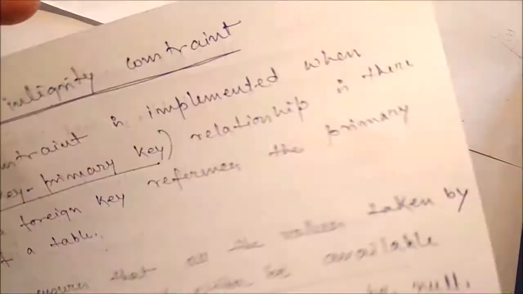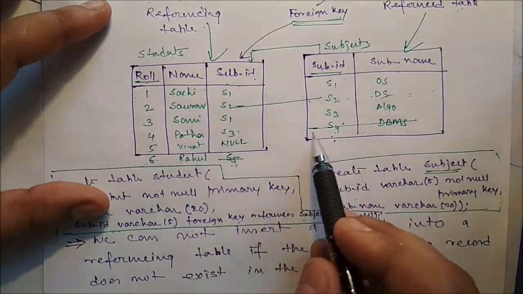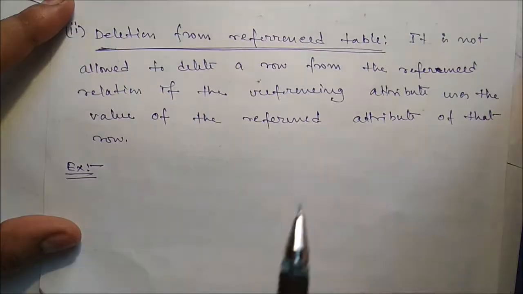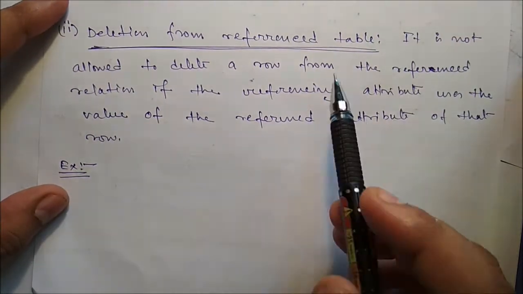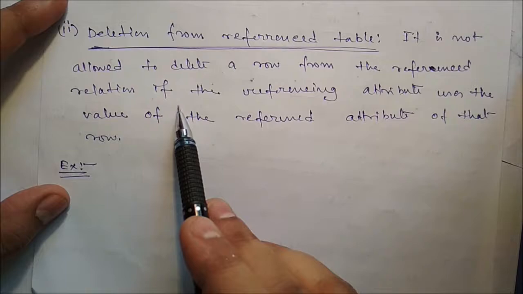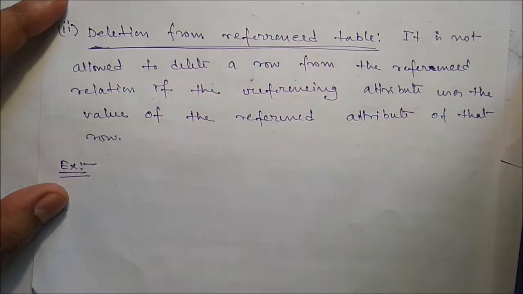Suppose we want to insert S5. We cannot insert S5 because S5 is not present in the reference table. Next is deletion. It is not allowed to delete a row from the referenced relation if the referencing attribute uses the value of the reference attribute of that row.